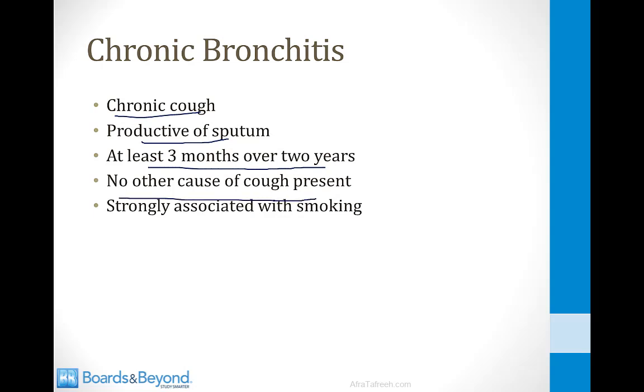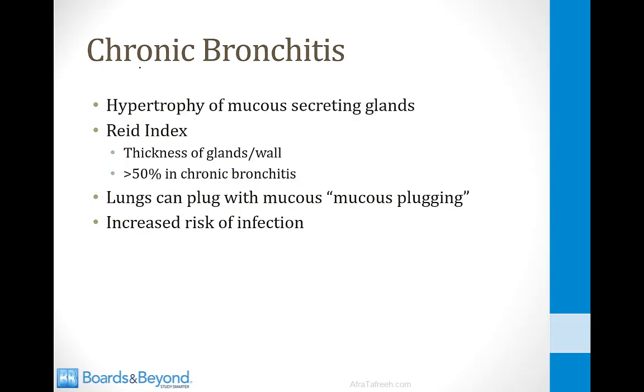And you should know that chronic bronchitis, like other forms of obstructive lung disease we'll talk about, is strongly associated with smoking. Patients with chronic bronchitis develop hypertrophy of the mucus-secreting glands in the respiratory tree. And this can actually be quantified by something known as the Reid index. This is usually determined in patients who die who have had chronic bronchitis, but post-mortem you can examine the wall of the respiratory tree, and you can determine the ratio of the thickness of the mucus-secreting glands to the thickness of the entire wall.